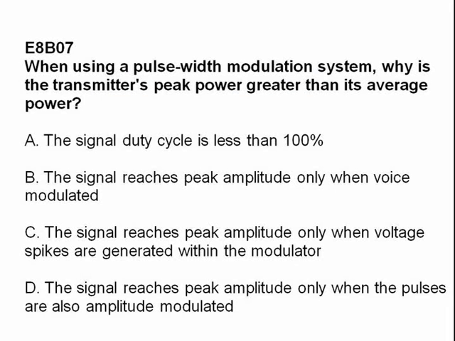When using a pulse width modulation system, why is the transmitter's peak power greater than its average power? A, the signal duty cycle is less than 100%. B, the signal reaches peak amplitude only when voice modulated. C, the signal reaches peak amplitude only when voltage spikes are generated within the modulator. Or D, the signal reaches peak amplitude only when the pulses are also amplitude modulated.